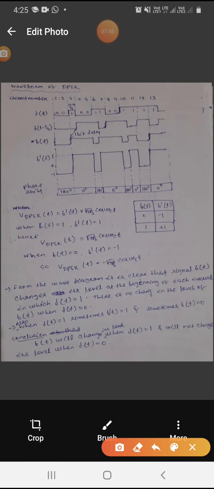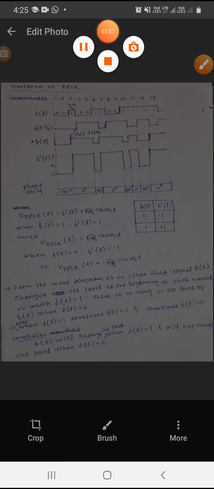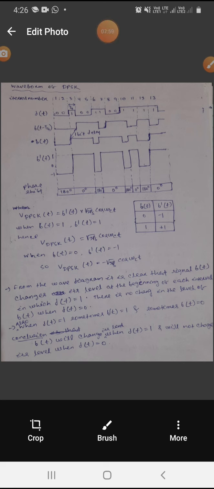See the diagram. Here there is a 1 bit delay between Bt and B of t minus Tb. From the block diagram it is clearly understood that Bt changes its level at the beginning of each interval in which dt is 1. That means Bt changes its level when dt is 1. See the diagram, you can understand.